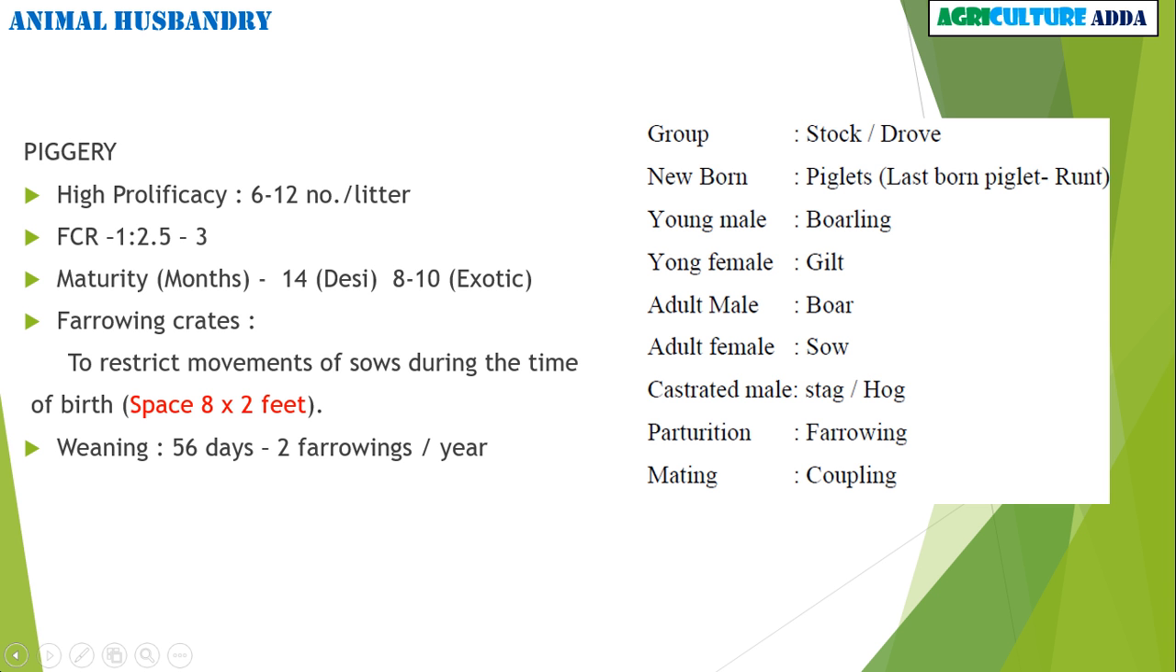Weaning is 56 days, and 2 farrowings per year for pigs. And these are some of the names. A group of pigs is called stock or drove. Newborn are called piglets. And young male, boarling, young female gilt, adult male boar, adult female sow. And for castrated male, hog or stag. And for parturition, it is called farrowing, and for mating, it is coupling.